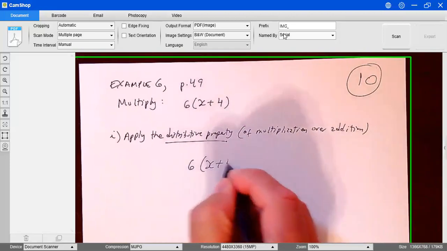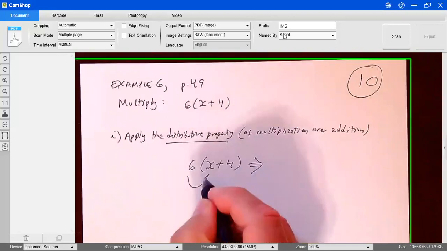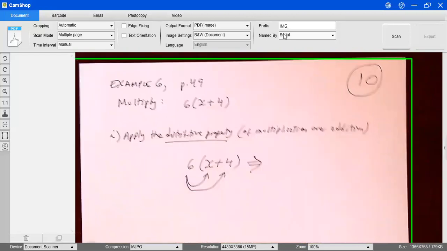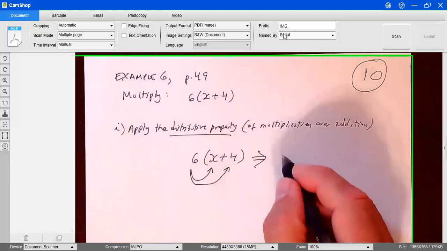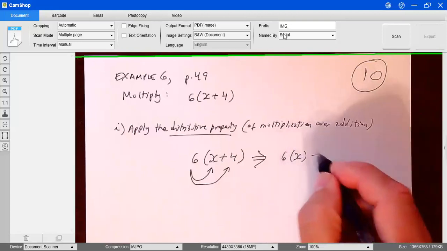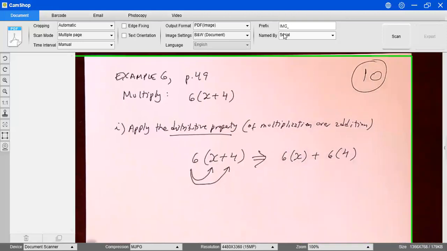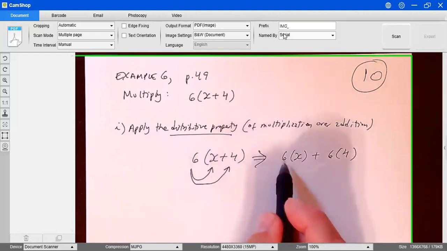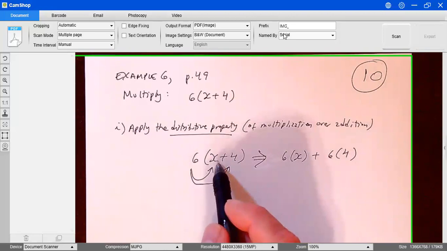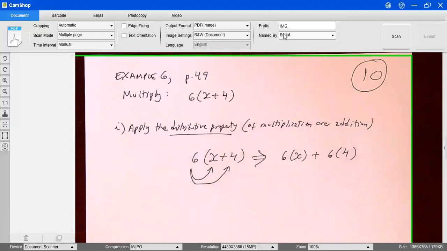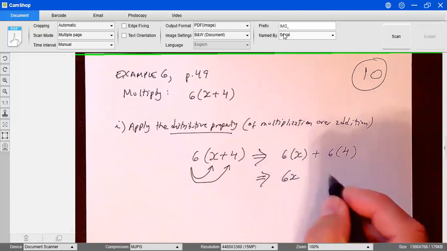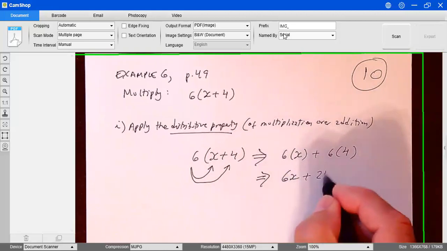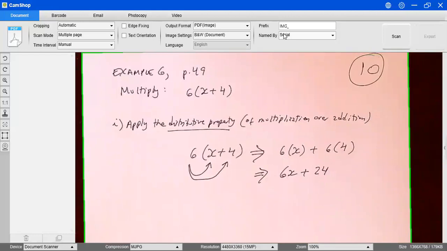So we're going to write this, and by applying the distributive property, we mean that we're going to multiply 6 and x and 6 and 4, and we're going to respect the sign here. So we're going to have 6 times x plus 6 times 4. So we are having this number repeated as many times as many terms are inside of the parentheses. Then we simplify. 6 times x is just 6x, and 6 times 4 is going to be 24. So that's the first one.